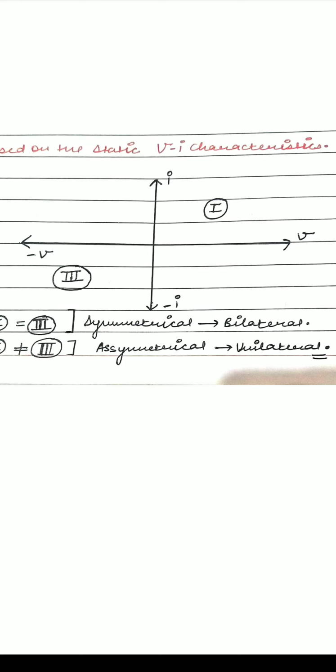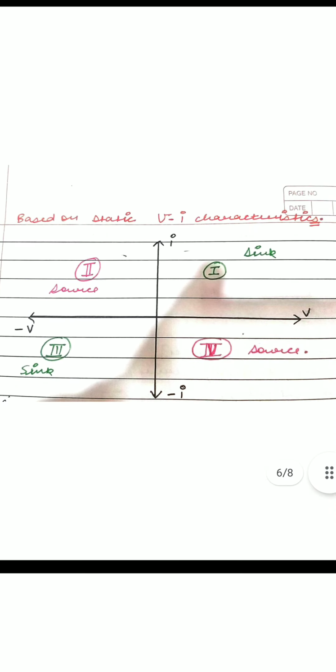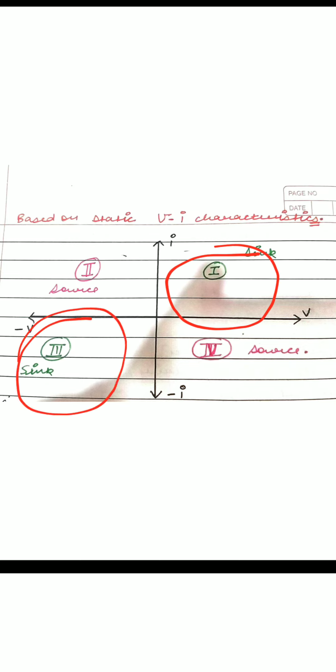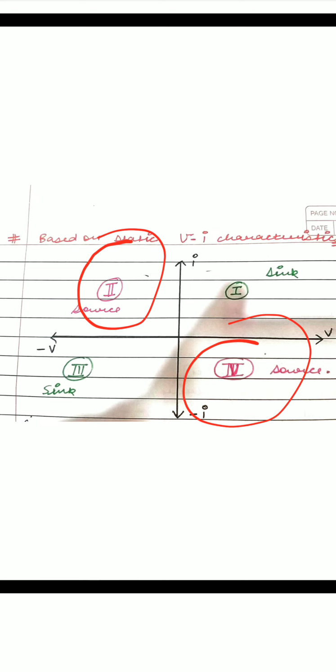Now how to find whether the element is active or passive from the graph? It's easy. If the element graph lies in the first and third quadrant, then it is considered passive, and if the element graph lies in the second and fourth quadrant, then it is considered active. So without any further ado, let's start with the questions.